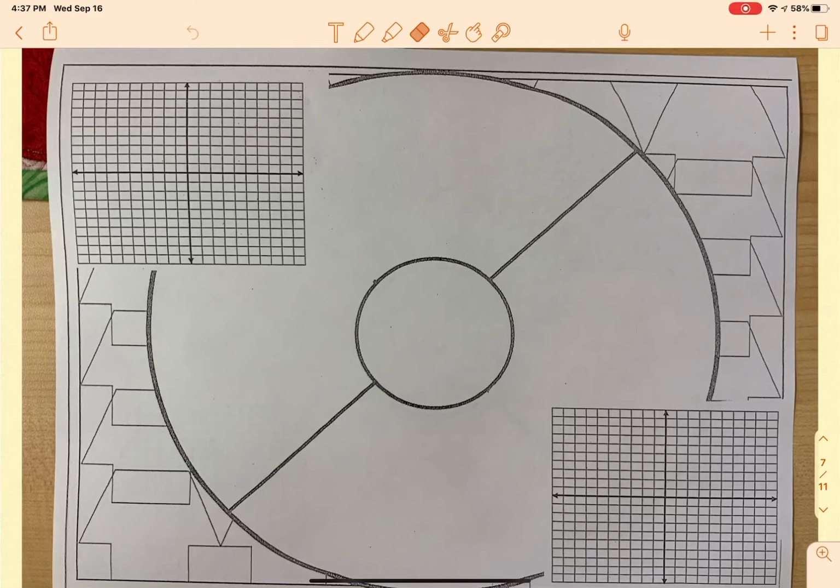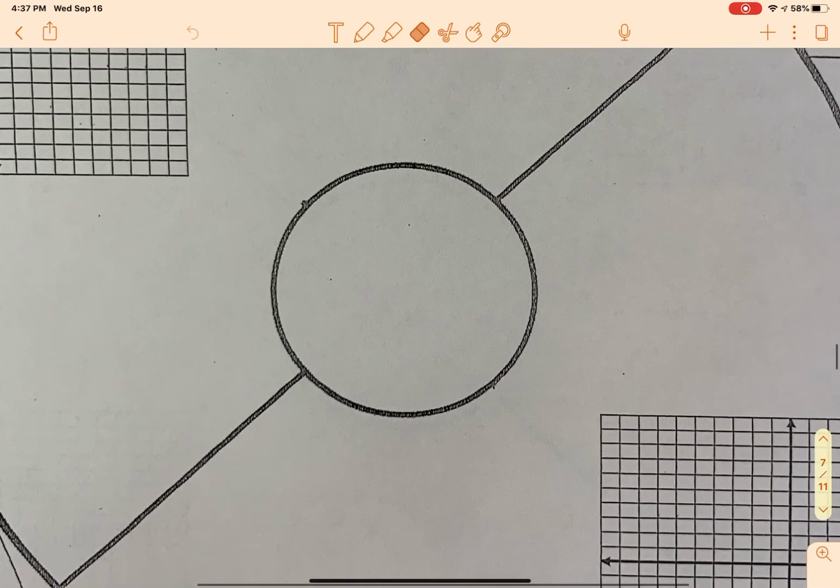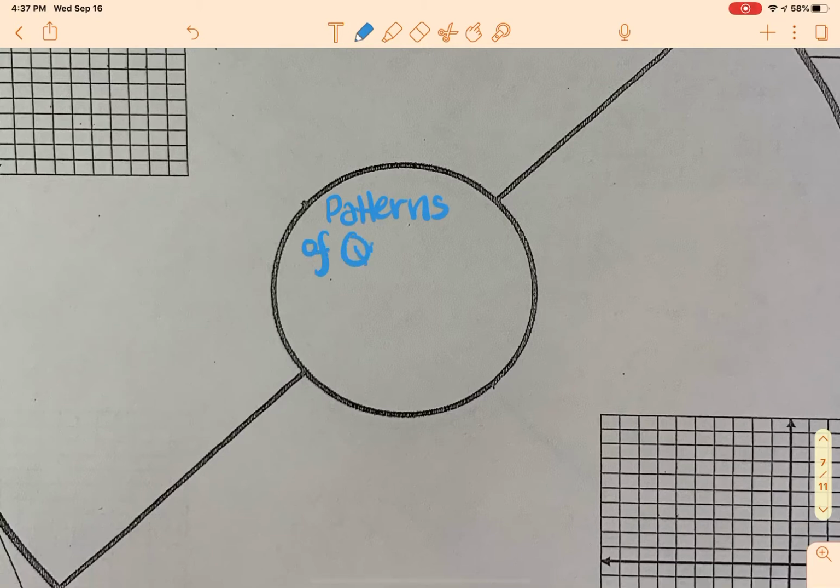Hi guys, we're going to continue our patterning in quadratic graphing. So you should have out at this point one of the graphing foldables. In the center, we're going to label this Patterns of Quadratic Graphing, Part 3.